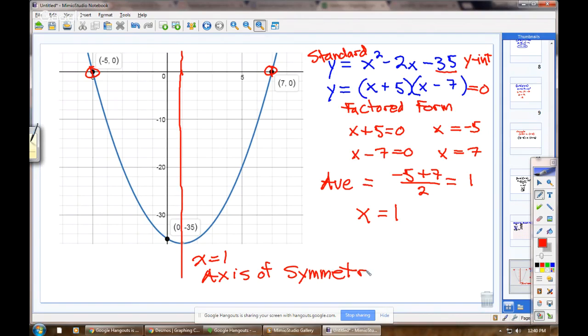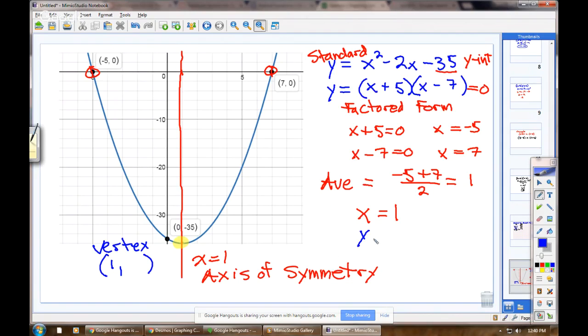And on the axis of symmetry is a special point right here, and that point is called the vertex. One way to find the vertex is if you have the x-intercepts, find the average, the number in the middle of the x-intercepts. That's always going to be the x value of the vertex. To find the y value, you've got to plug that back into your equation right here.